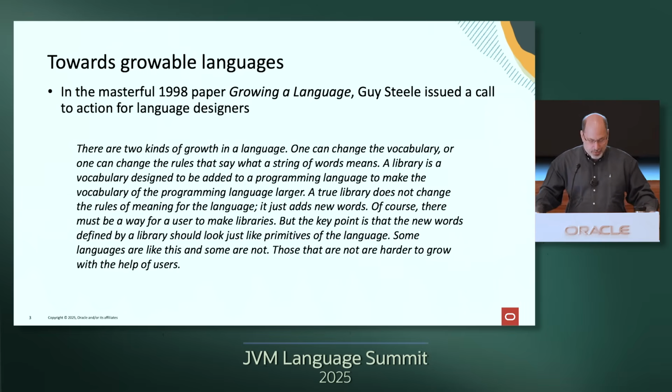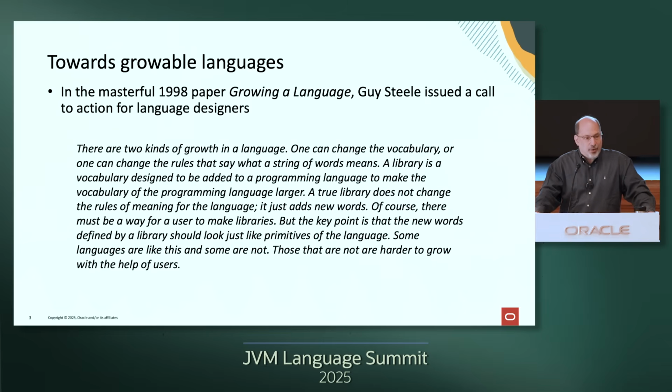I'm not going to read the excerpt here, but basically, he talks about when you're approaching language design, you should be thinking about how the user can extend the vocabulary of the language, and how much those extensions look like the parts of the language that are built in.